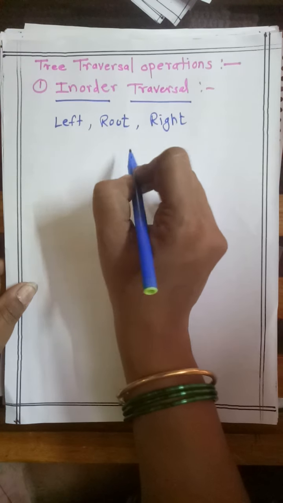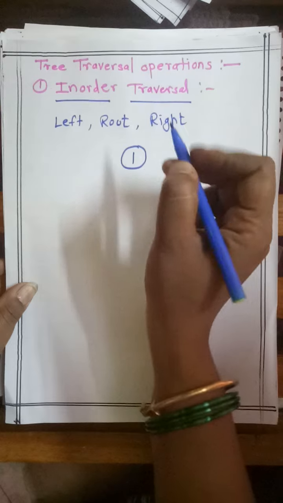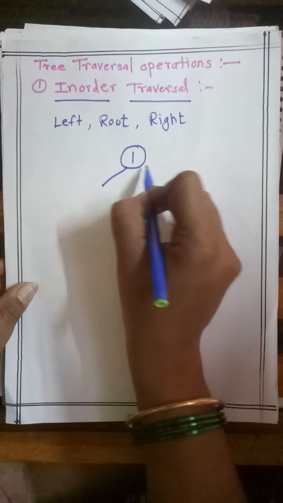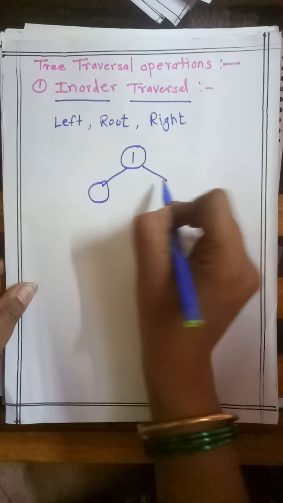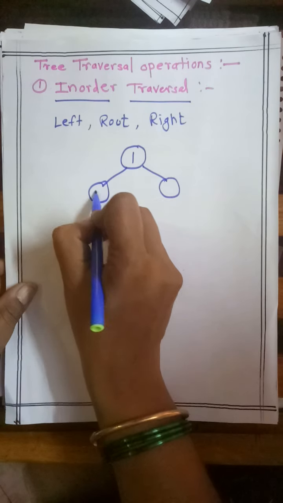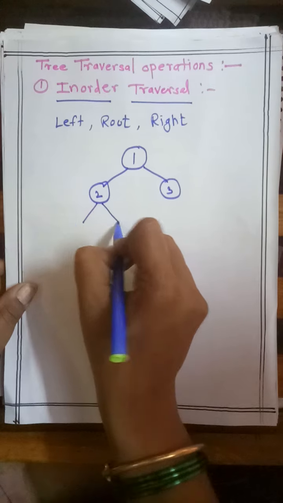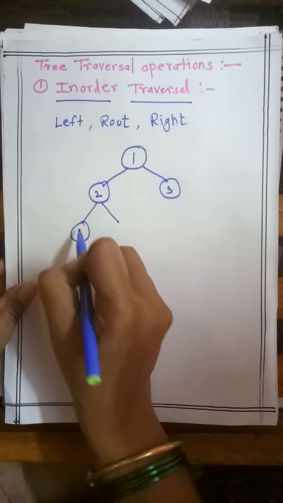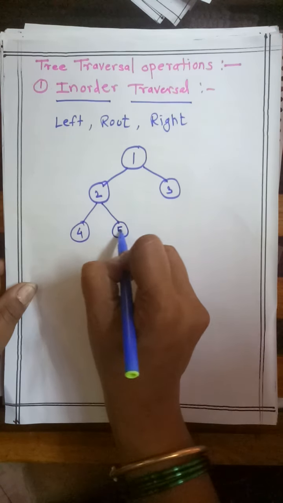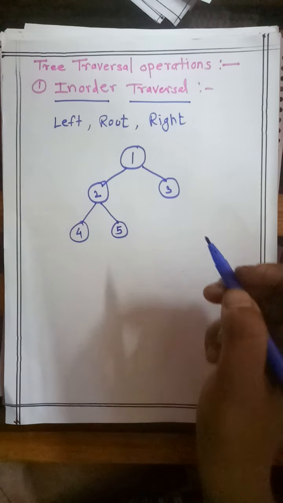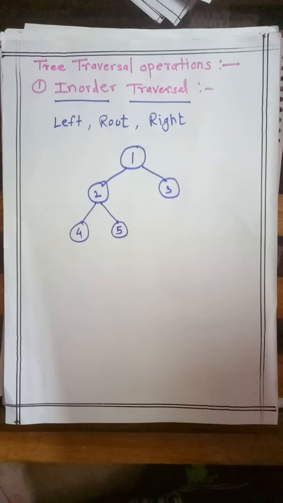Consider the tree. Suppose this is the tree. Here 1 is the root node. The tree has two child nodes 2 and 3, and 2 also has two child nodes 4 and 5. Now we can traverse that tree in order way. So how can we traverse that?